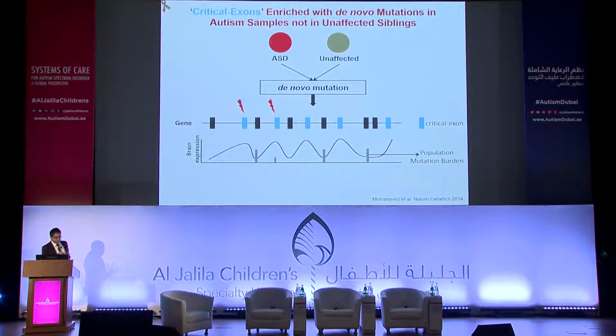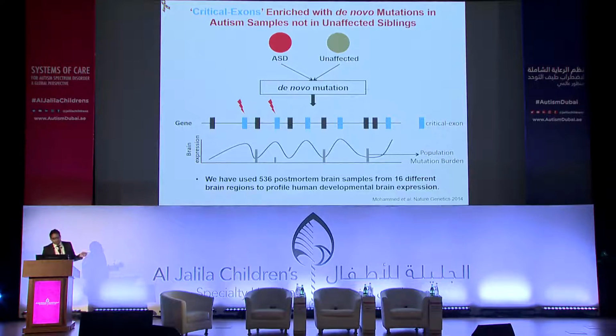We found a huge enrichment of de novo mutations impacting those exons that are highly active in the brain, but not accumulating mutation in the control population. So we call them critical exons for the brain. The critical exons are hammered by de novo mutations in kids with autism spectrum disorder. That's a very interesting observation that we have.